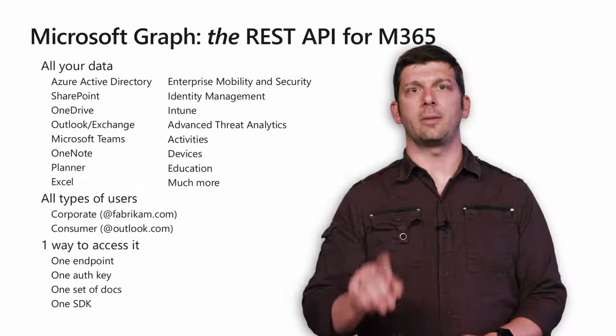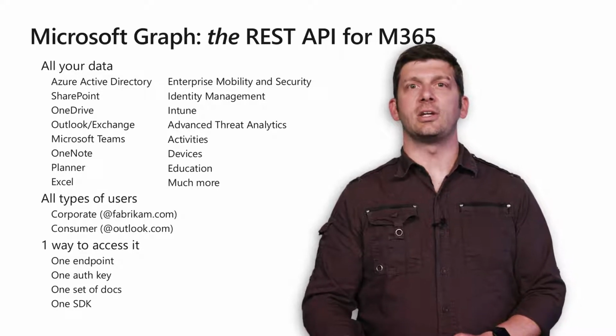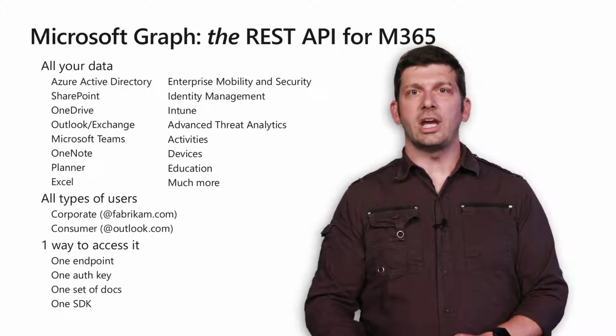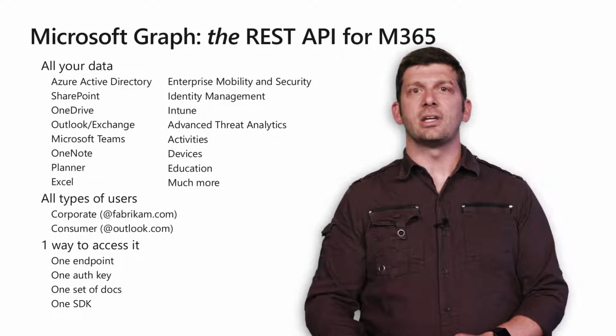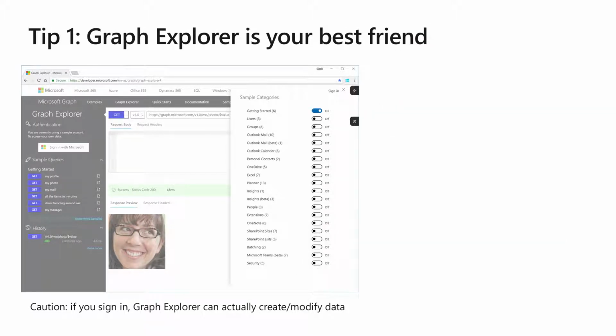need in one API. With one app, you can easily authenticate users with their work or personal account. With one authentication key and one set of docs, you can access user or corporate data from most of Microsoft's cloud products. But here's the best part. You don't even need an app or authentication key to get started.